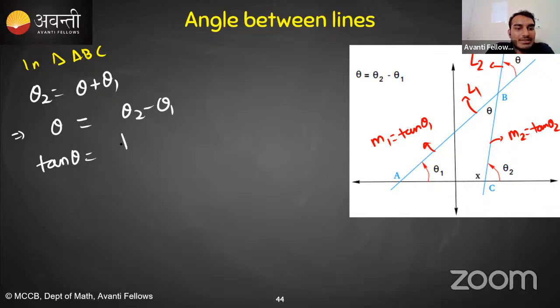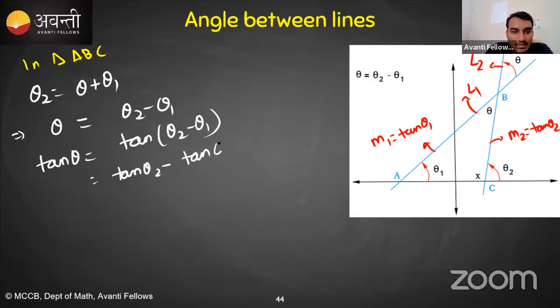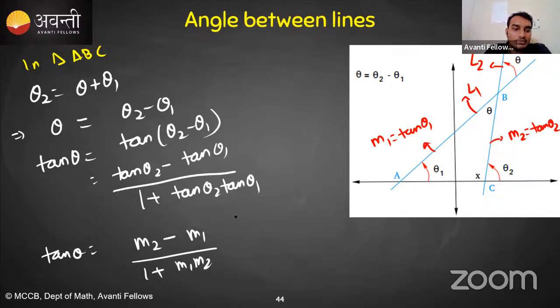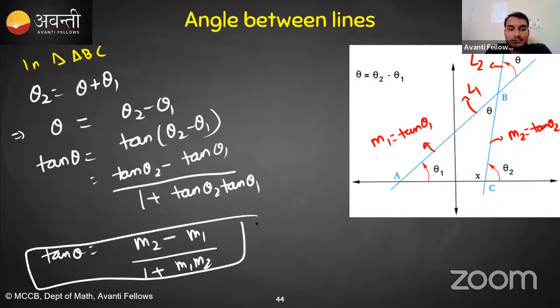So what will tan theta be? Tan of theta 2 minus theta 1. What is this? This is nothing but tan(A minus B), which is tan A minus tan B upon 1 plus tan A tan B. Clear? Now, what is tan theta 2? Tan theta 2 is exactly the slope of line L2, which is M2, minus tan theta 1, which is M1, the slope of line L1, upon 1 plus M1 M2. So this is the slope, this is the line.